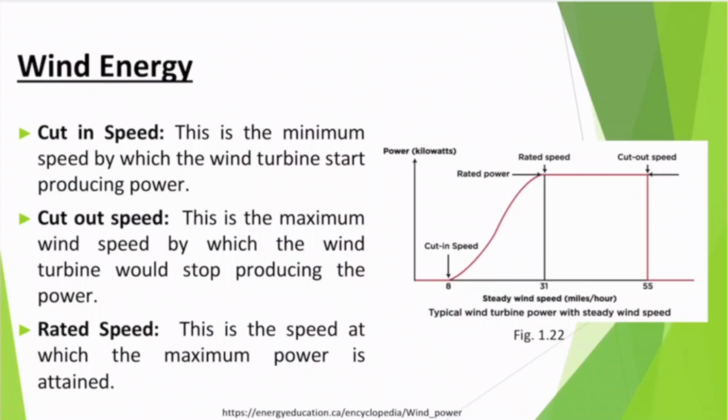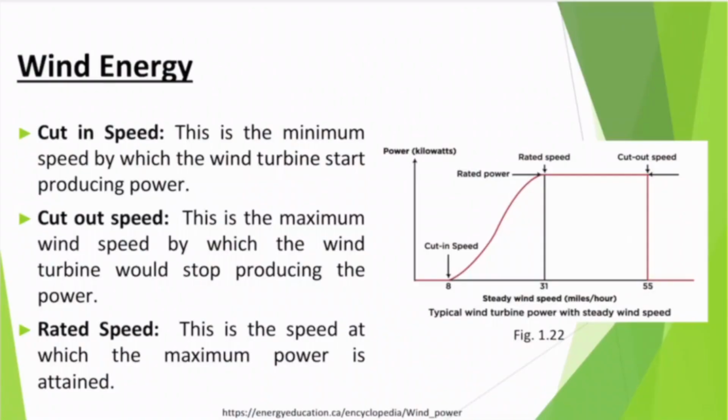The first one is cut-in speed. This is the minimum speed at which the wind turbine starts producing power. First of all, it starts rotating, but it does not necessarily produce power. After some time, when it picks up a reasonable speed, only then does it start producing power. And then you have the cut-out speed. This is the maximum wind speed at which the wind turbine would stop producing power. Beyond a particular speed, it is not good for the wind turbine to rotate, so it will stop, and that is known as cut-out speed.